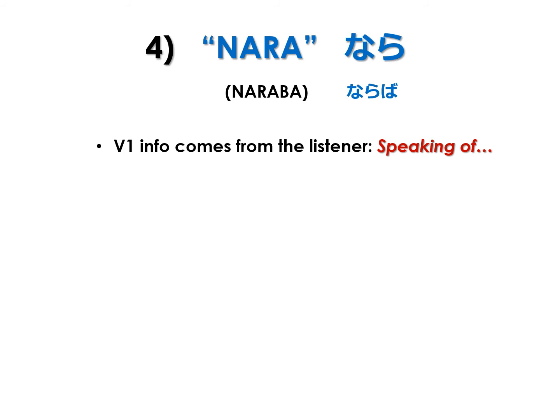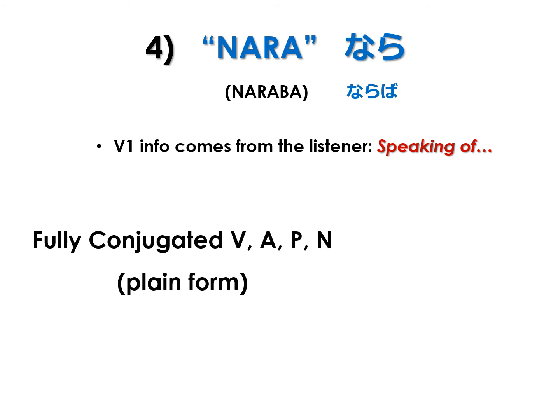This conjugation is also very easy to make. Just take any fully conjugated verb or i-adjective in the affirmative or negative and in the plain form and add nara. For na-adjectives, drop the na and add nara. For pronouns and nouns, you add nara directly. For emphasis, you'll sometimes see no nara with the particle no coming before nara.